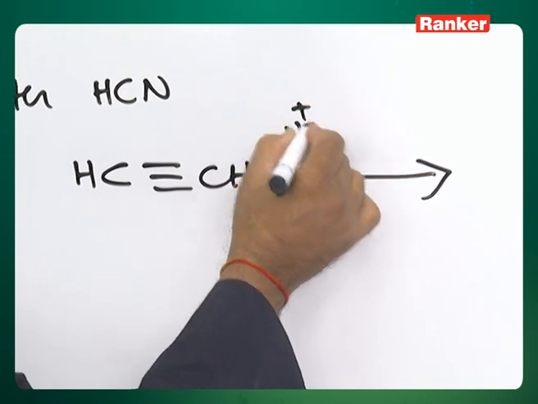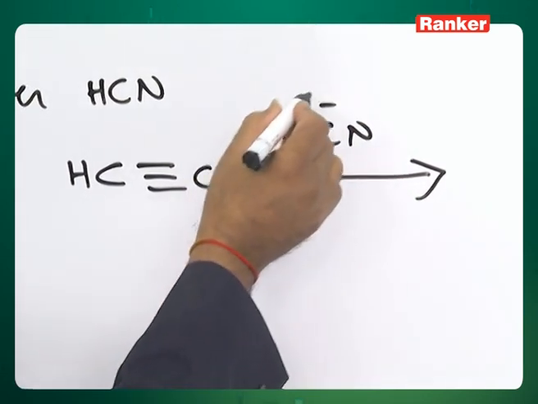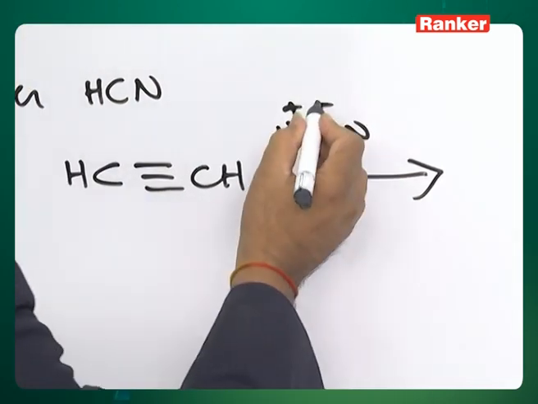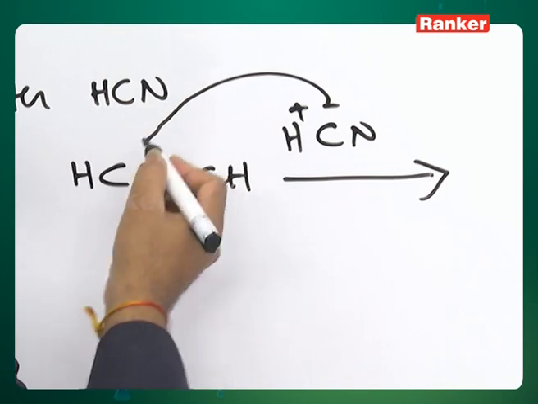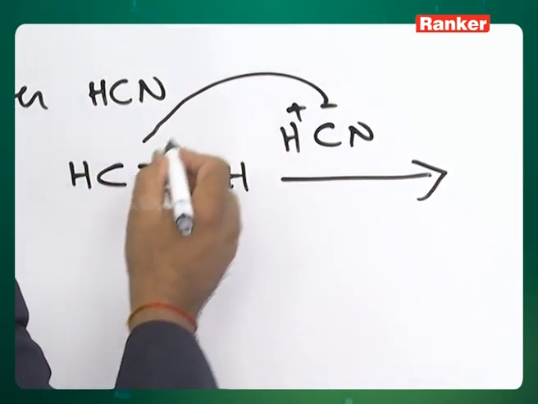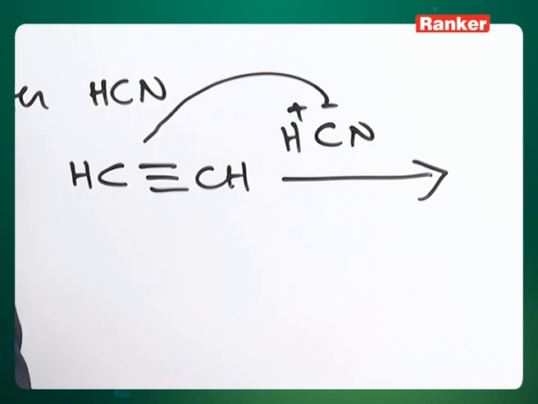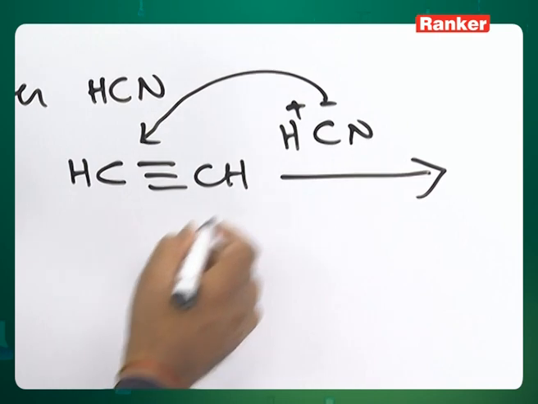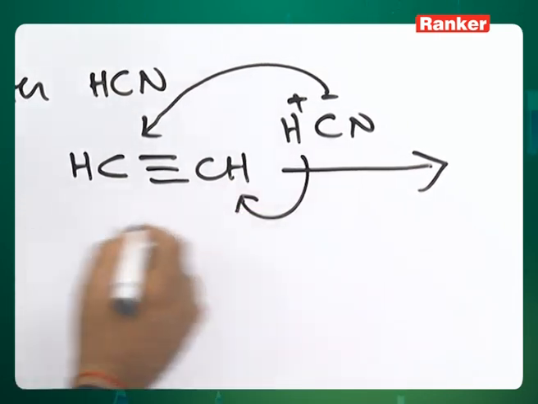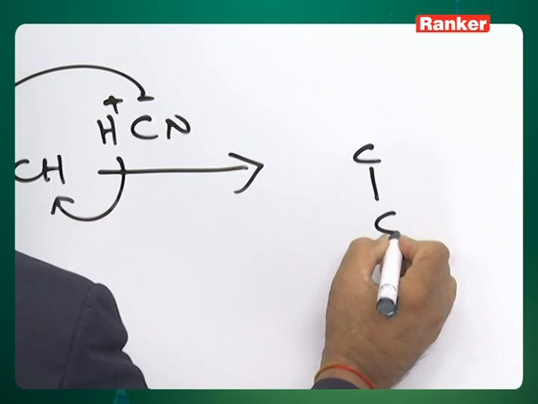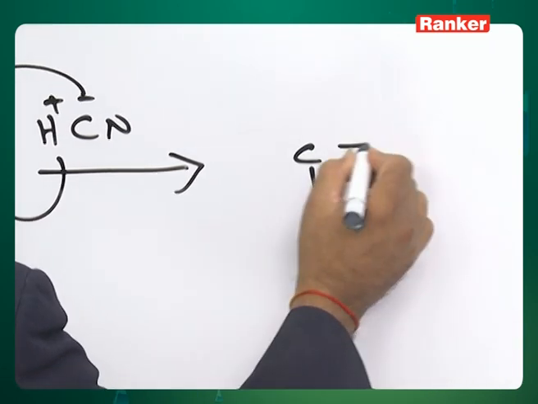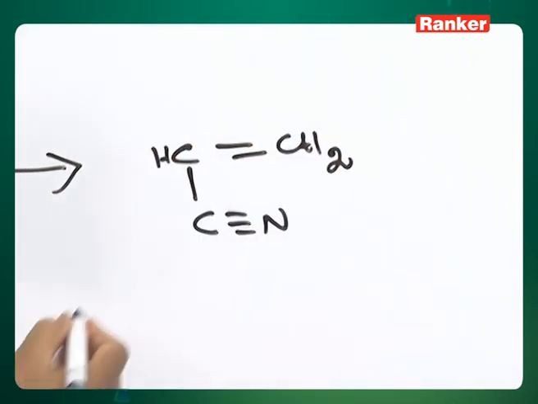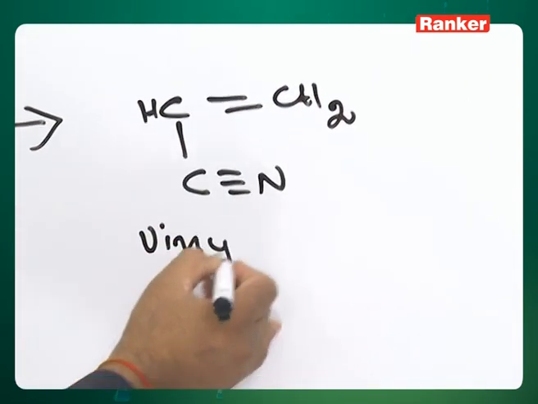So, H plus and the cyanide minus. It seems the cyanide minus attacks first, H plus attacks second. So, first cyanide minus attacks either side, you can show this way or that way. Cyanide is added on one side and H plus is added on the other side. So, the double bond will still be there, so you will have a CH2 and H. This is called vinyl cyanide.